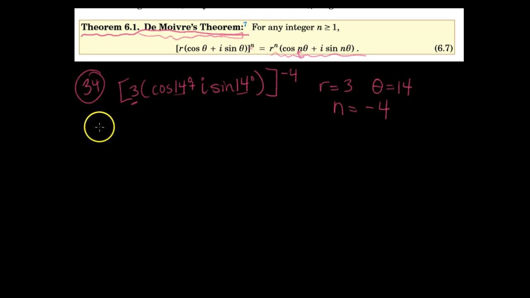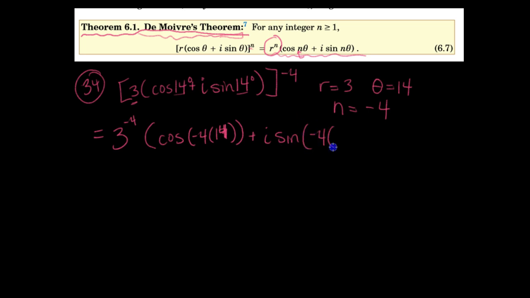So to calculate this, I can say that this is equivalent to 3, which is my base r, to the -4, so I'm doing this part right here, quantity cosine of -4 times theta, which is 14, plus i sine of -4 times theta, which is 14 again. So once you find one of those values, you don't have to find the other. So remember what a negative exponent does. It's 1 over 3 to the 4th, which is 81. So it's 1 over 81.